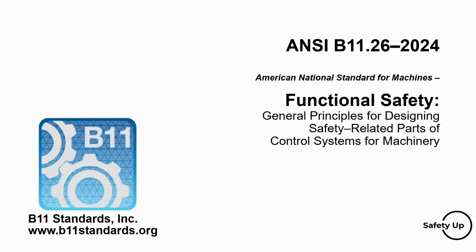The Scope section outlines that B11.26 provides requirements and guidance for implementing safety-related control functions in machinery. It covers electrical, electronic, pneumatic, hydraulic, and mechanical control system components. It includes detailed schematic circuit diagrams and analysis tables to illustrate safety control circuit design concepts.